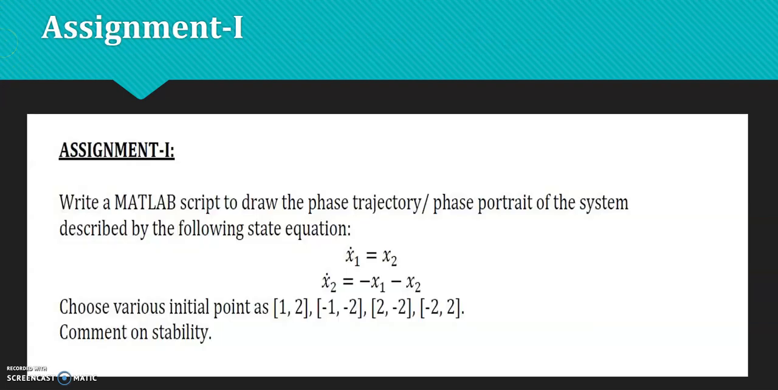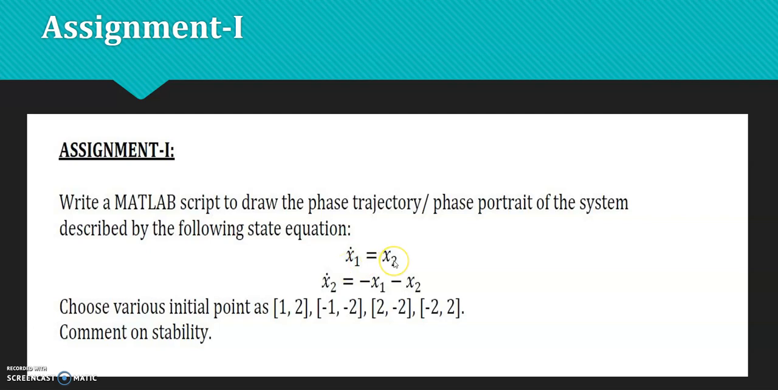So this is our assignment number 1. The question is, write a MATLAB script, script means .m file, to draw the phase trajectory or phase portrait described by the differential equation, for all the various initial points mentioned. It has also been asked to comment on stability. For this assignment, first we will write a function which will describe this differential equation.